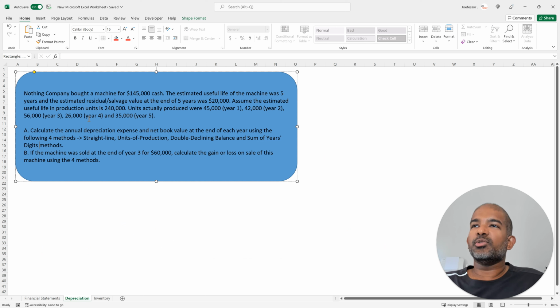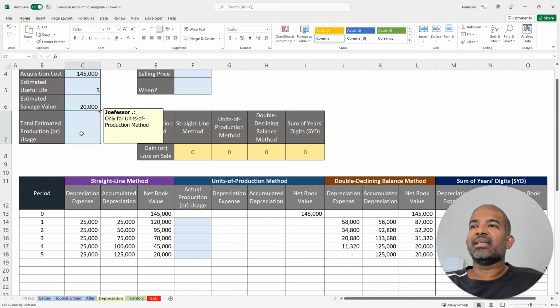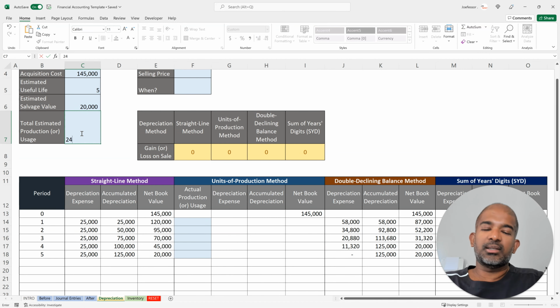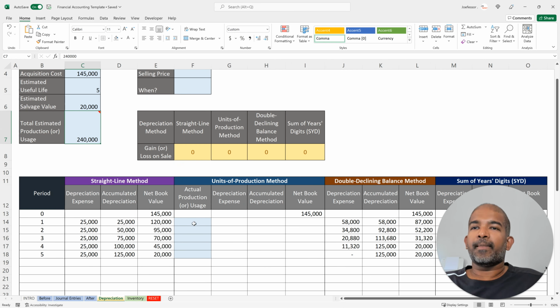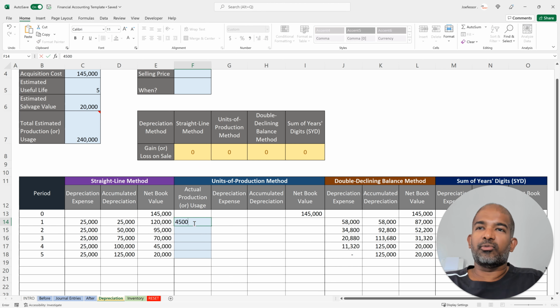Assume the estimated useful life in production units is 240,000. Units actually produced were 45,000 for, okay, so we also have the actual production for each of the years. So I'm going to fill that in here.